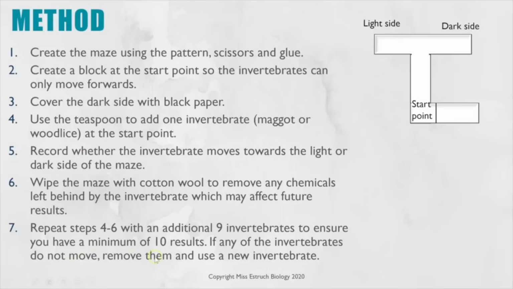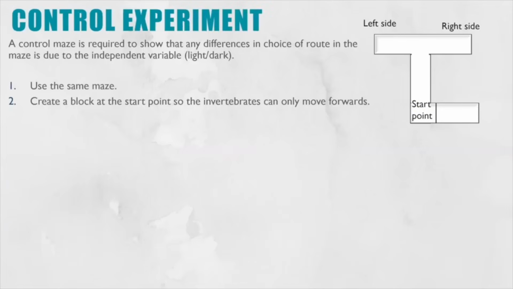And if you do have any invertebrates that when you put them in at the start position, they just don't move, then take them out, wipe the maze with the cotton wool and add a different invertebrate. So that's our method. Now you do also have to set up a control experiment.